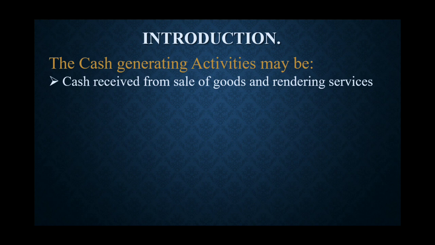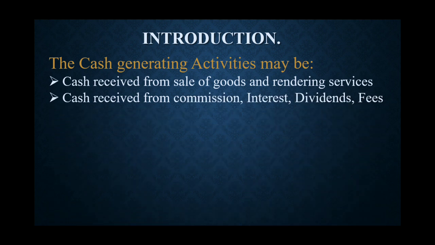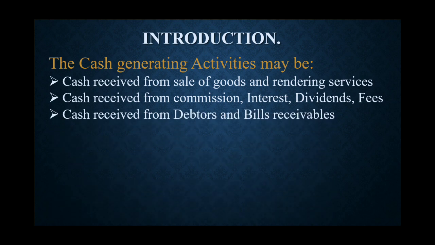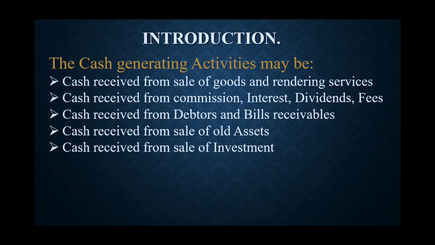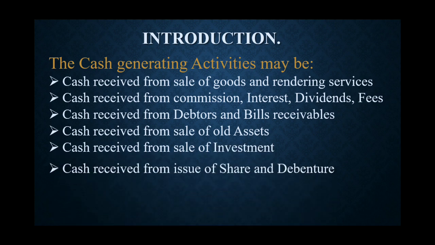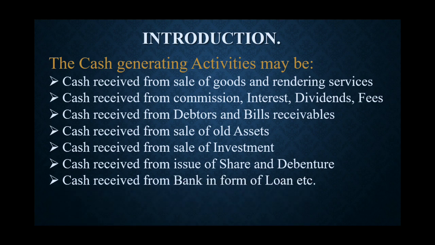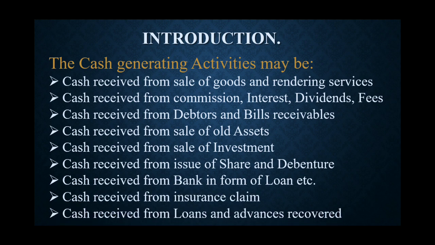So now we will discuss the different activities through which a business generates cash, that is cash received from sale of goods and rendering services, cash received from commission, interest, dividend, fees, cash received from debtors and bills receivable, cash received from sale of old assets, cash received from sale of investment, cash received from issue of share and debenture, cash received from bank in form of loan, etc., cash received from insurance claim, and cash received from loans and advances recovered. These are the main activities through which a business generates cash.